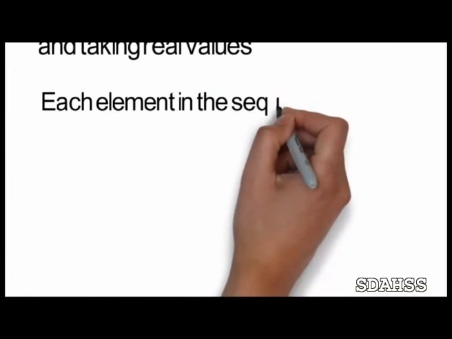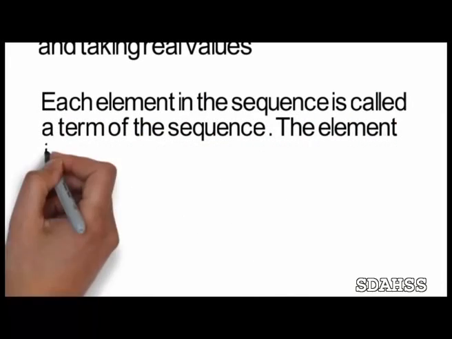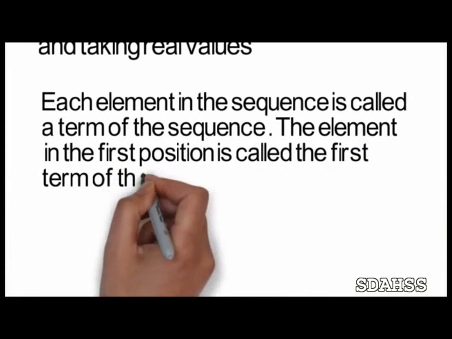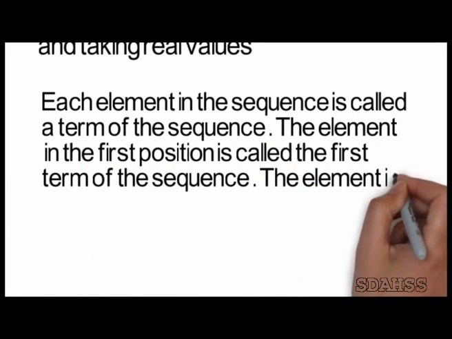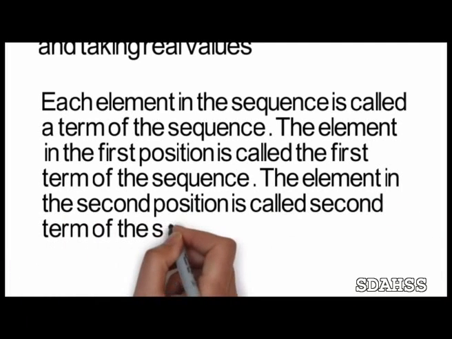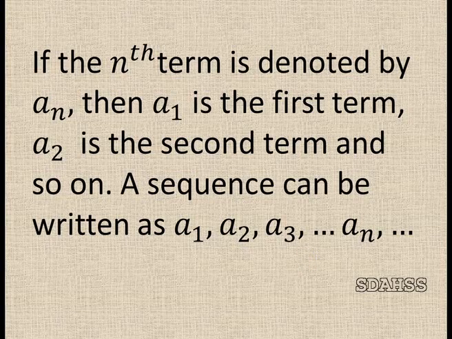Each element in the sequence is called a term of the sequence. The element in the first position is called the first term of the sequence. The element in the second position is called the second term of the sequence, and so on. If the nth term is denoted by an, then A1 is the first term, A2 is the second term, and so on. A sequence can be written as A1, A2, A3, etc., An, etc.